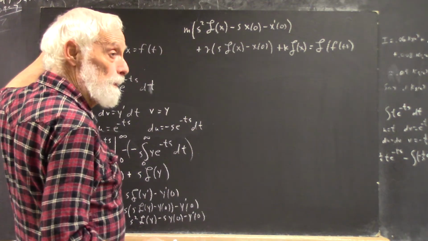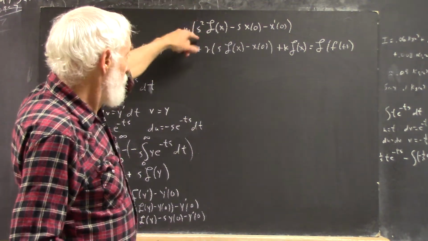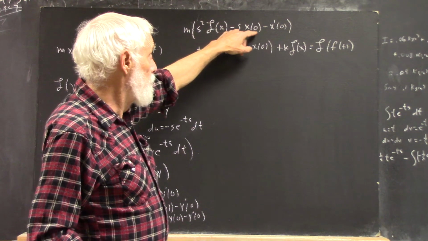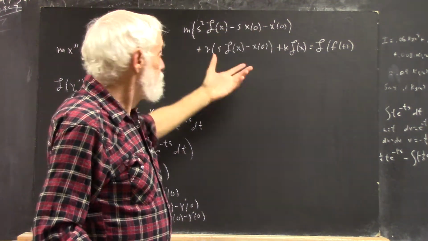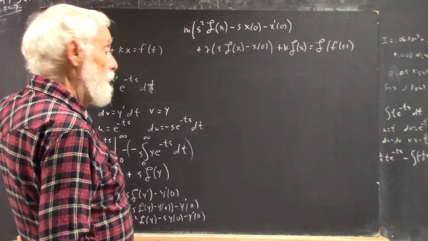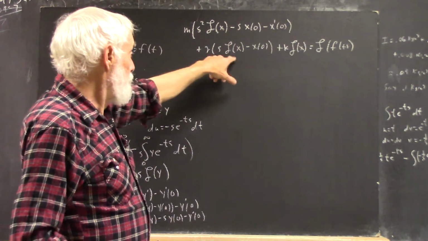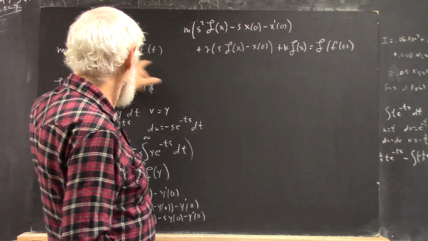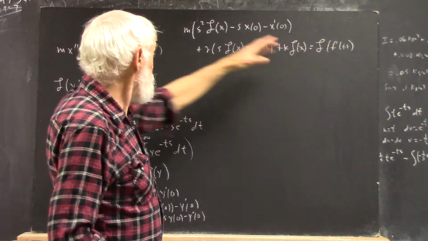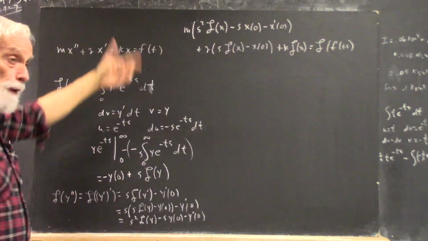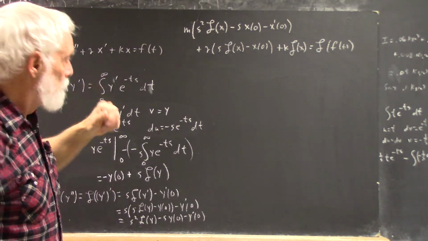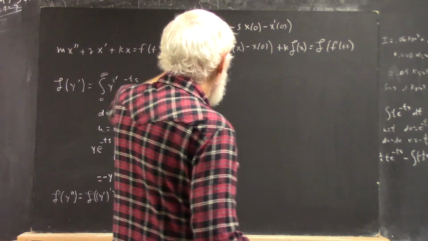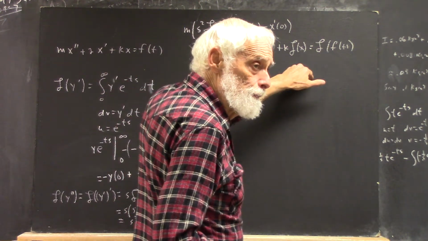M times x double prime. X double prime is s squared L of x minus s x of 0 minus x prime of 0. And L of x prime is s L of x minus x of 0. Of course, L of x is L of x. Of course, we bring the constants out in front of all of these terms because we have a linear operator. Okay? So we want to solve for L of x.